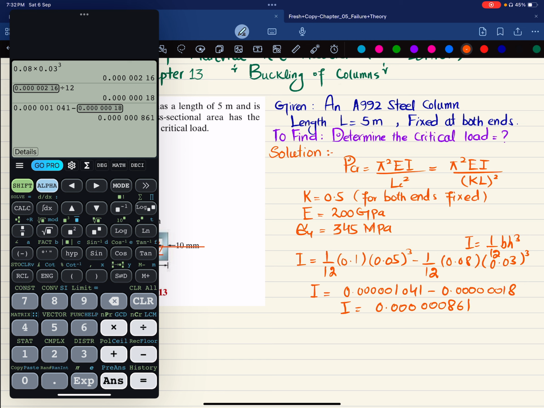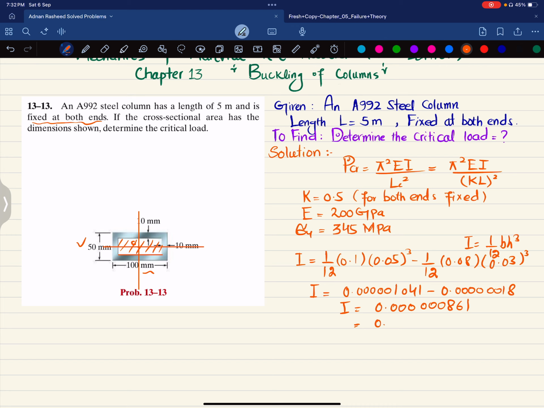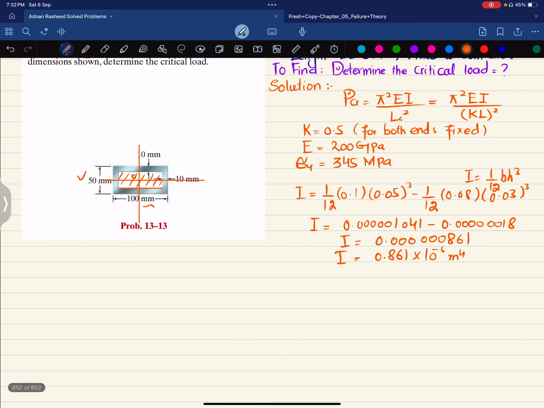We can also move this decimal to this point: 1, 2, 3, 4, 5, 6, so we can also write this as 0.861 into 10 raised to power minus 6 meter power 4. This is the value of I. Now you have all the values, just plug them into this formula.